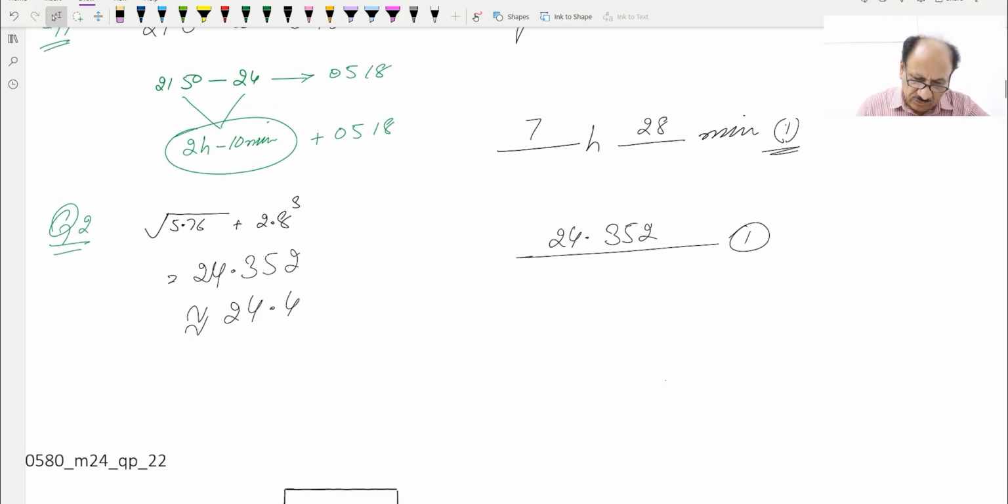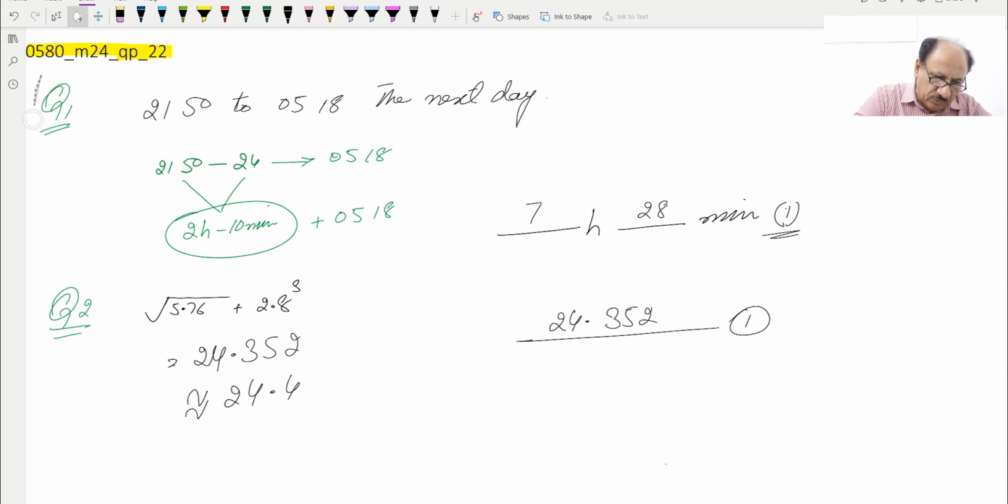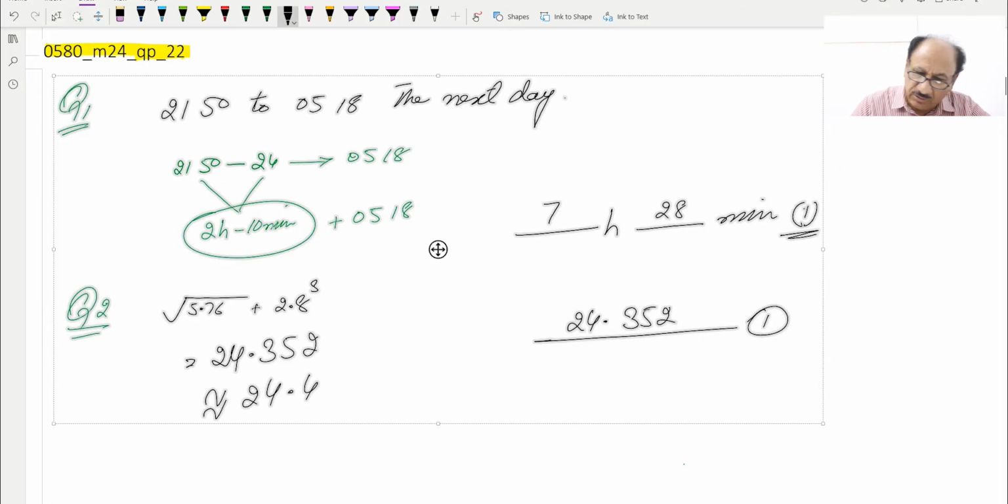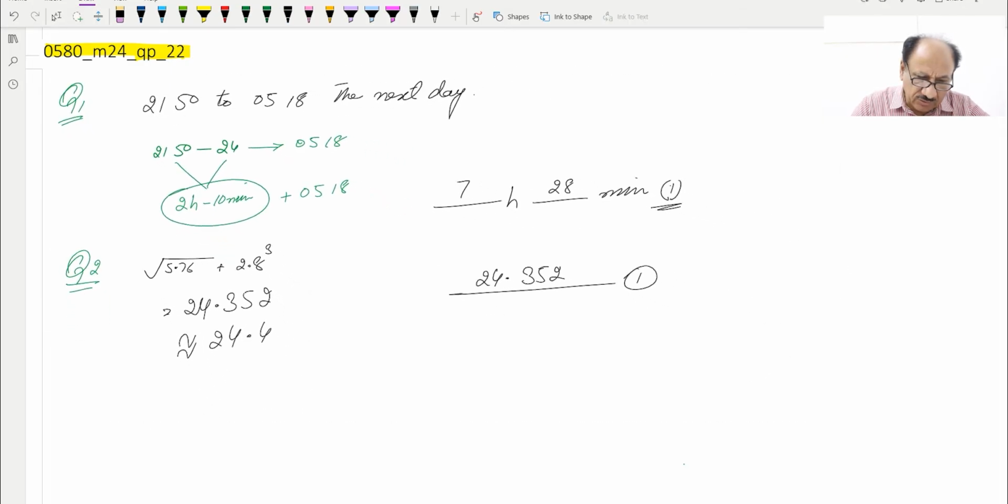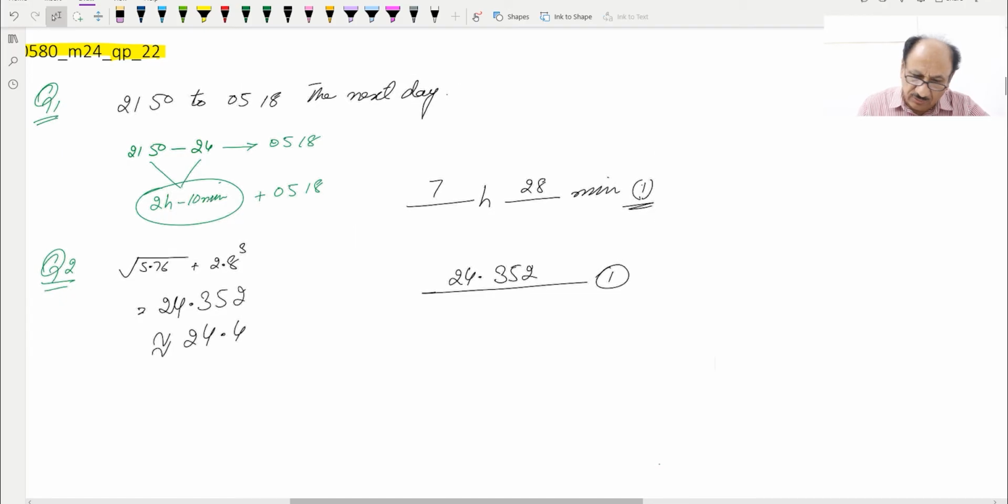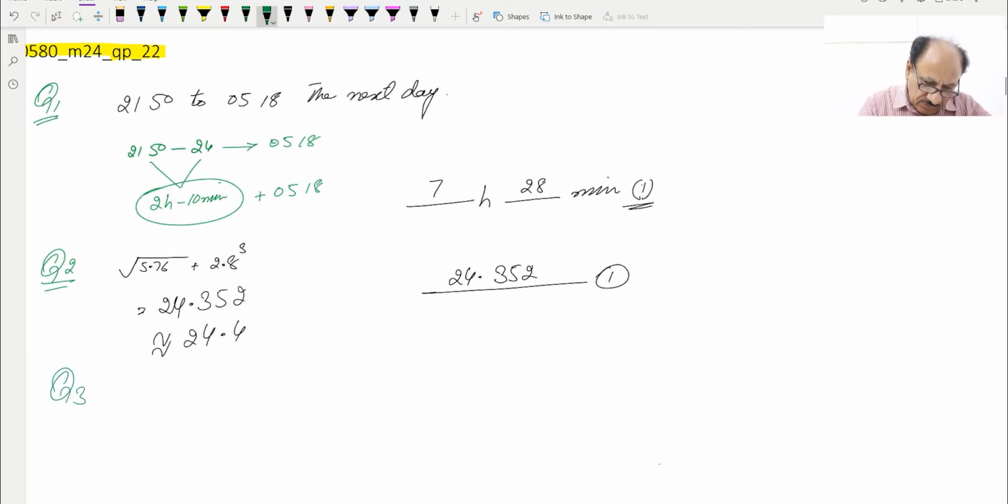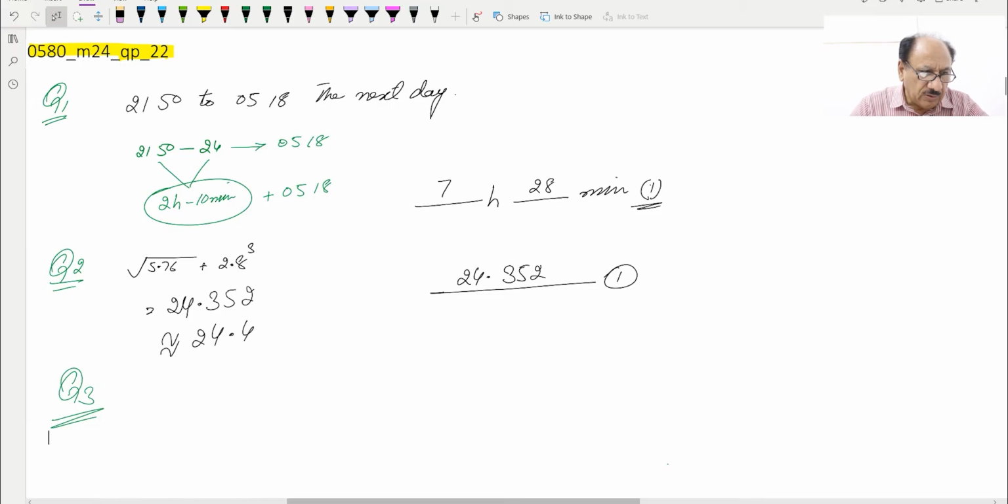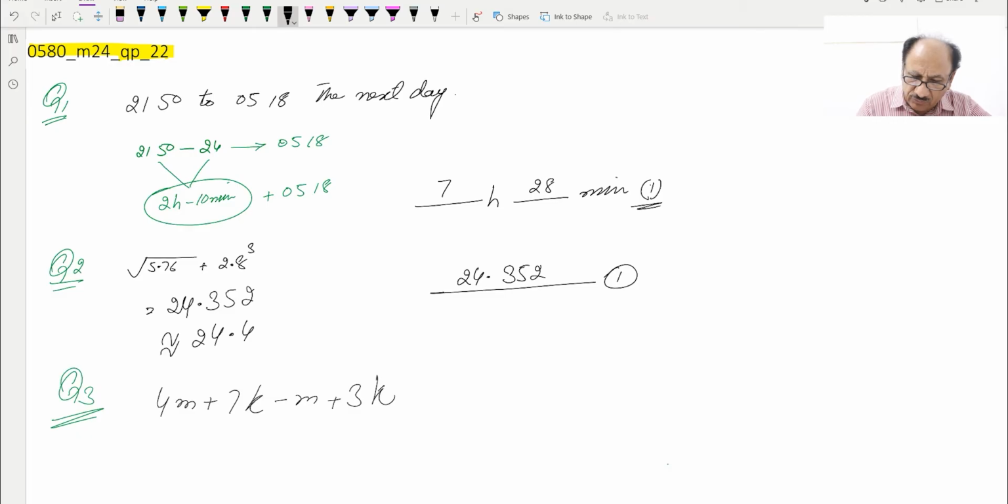Now we can solve question number 3 as well. To solve question number 3, I will shrink this a little so that we can make space. And this is how we got the space, and we can now go through question number 3 of the same 2024 paper, paper 22. The question is simplify. An algebraic expression is given: 4m plus 7k minus m plus 3k. This is our question which we need to simplify.